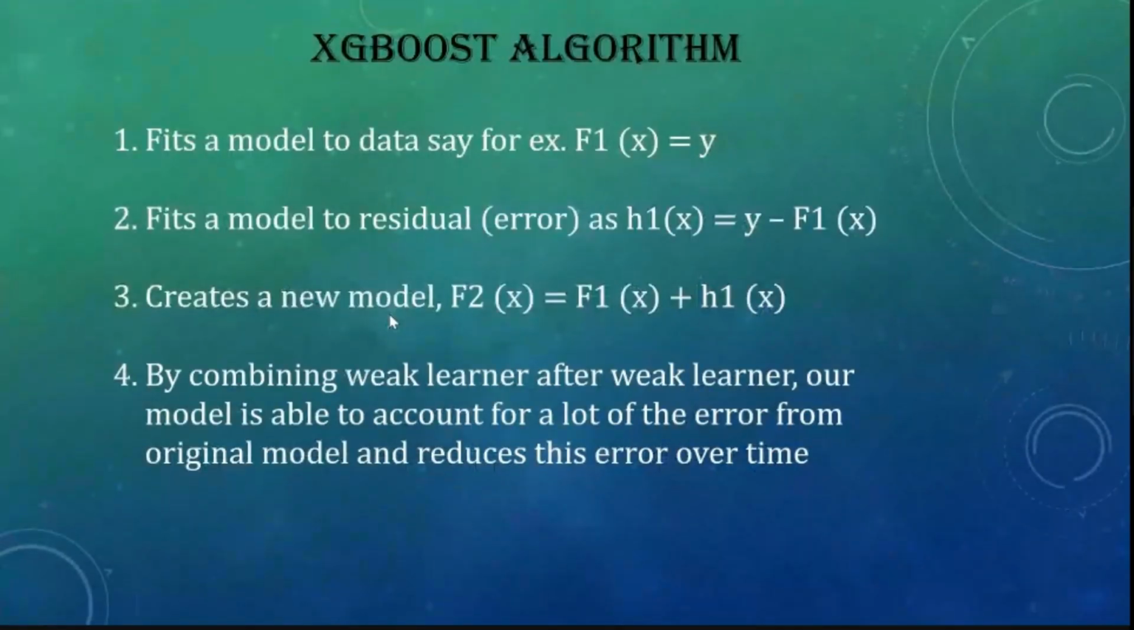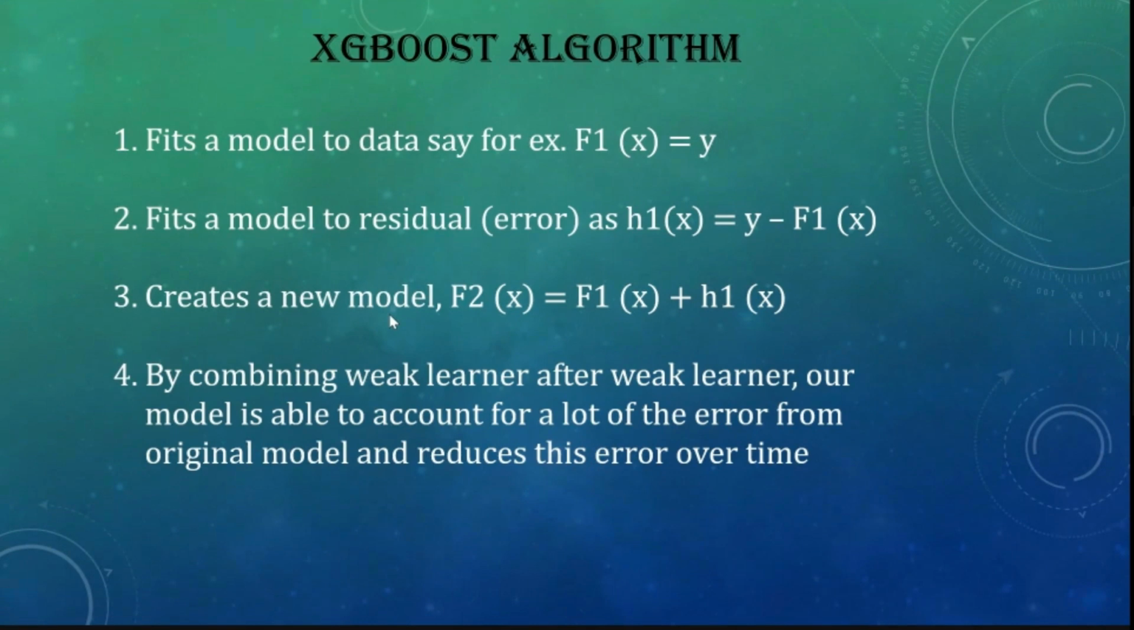So what we do, suppose we have a data set. First we fit a model to the data set, say for example f1(x), which will be useful to predict our response variable y. Then we fit a model to the residual. What is the residual? The residual is the error made by the first model which we have fitted on the data. Consider it as h1(x), which is equal to the difference between my actual value and the predicted value. This is our residual.